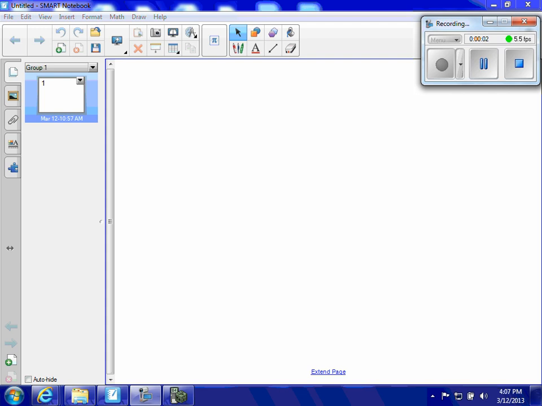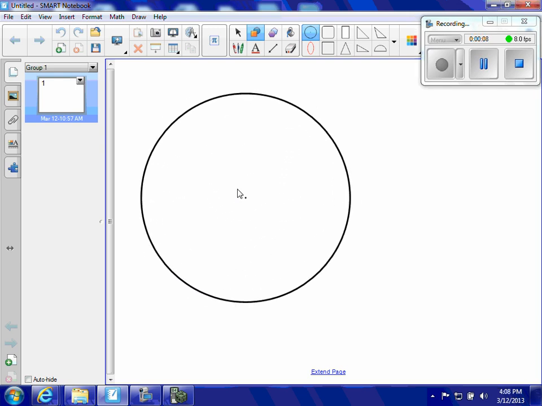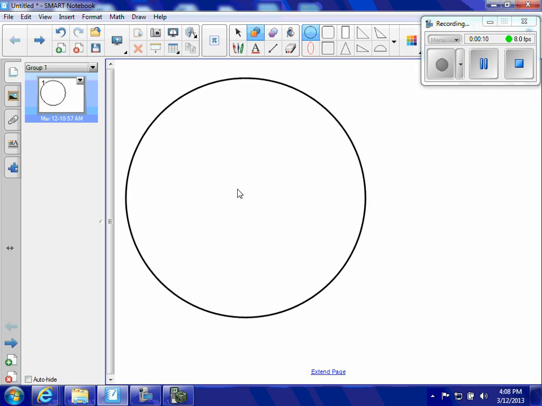So let's start with a shape. Let's start with a circle here. So I have a circle, and I'm going to define something in this circle. I'm going to tell you that the radius of this circle is 1 unit. I don't care whether it's miles, inches, feet, centimeters. The radius is 1.